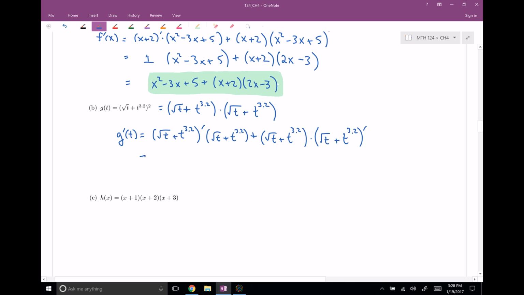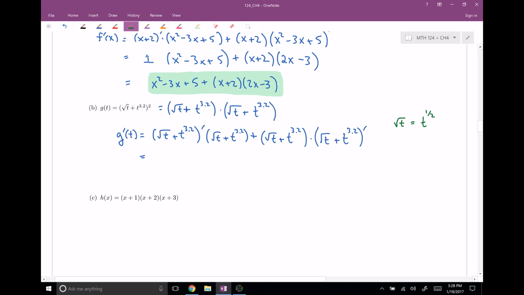Let's evaluate our derivatives. Now I'm going to try to skip a step here. Let me pull off to the side and just remind ourselves that the square root of t is equal to t to the 1/2.